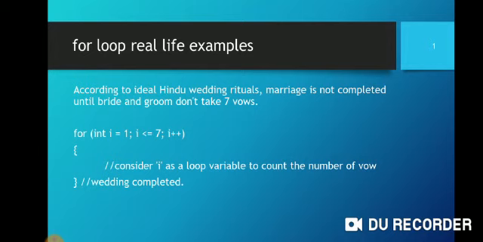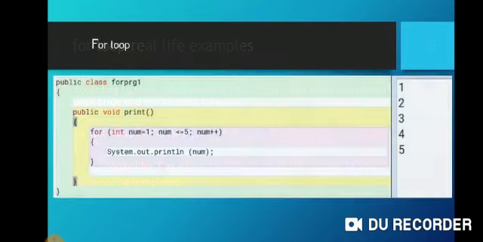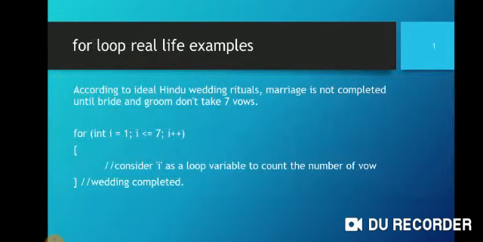When it is equal to 7, you will have to take one more vow, and the value will be updated again, and it will become 8. Now it will check, is 8 less than or equal to 7? No. So it will not go inside this loop, it will come out of here, and whatever statements or rituals are there after the marriage, that is, after the wedding has been completed, those rituals have to be performed. So this is how the for loop works.